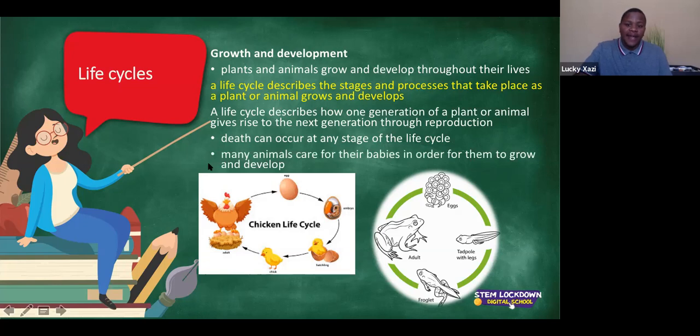And many animals care for their babies in order for them to grow. Let's look at the pictures here. This will be an adult frog, and this will be a froglet. Then it will be a tadpole, and these will be the eggs. There's always a life process of animals.